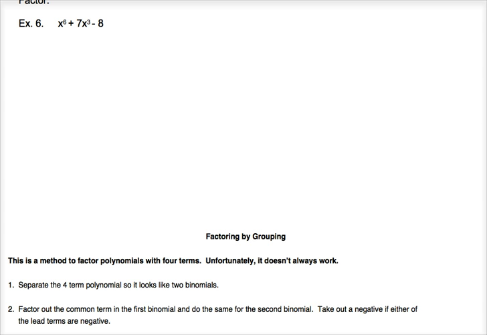So thanks for watching factoring cubes, sum and difference of cubes, and then those trinomials that go x to the 4th, x to the 6th, x to the 8th. We're just doing the old school factoring.